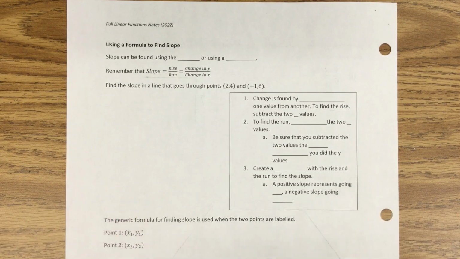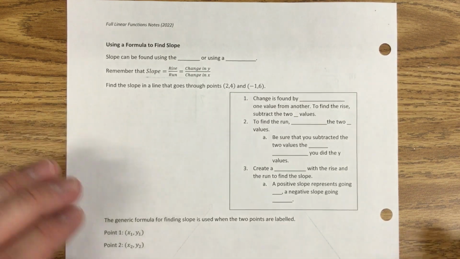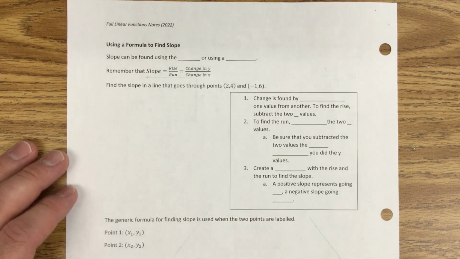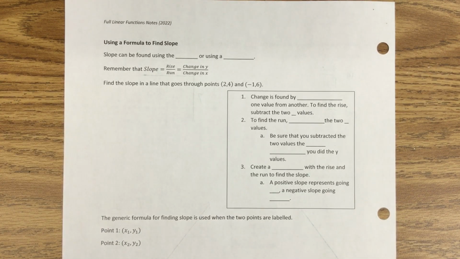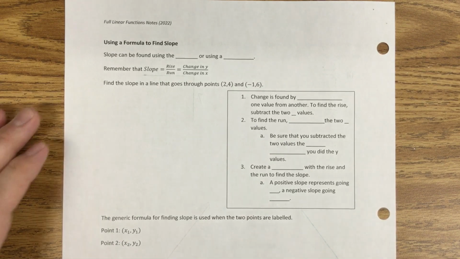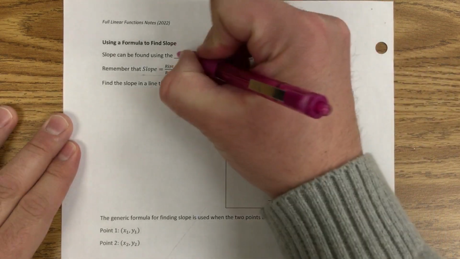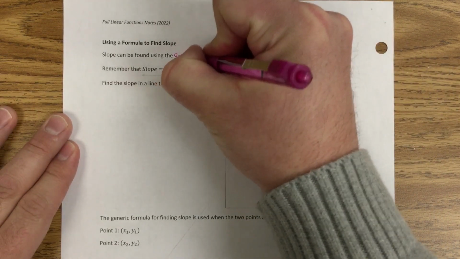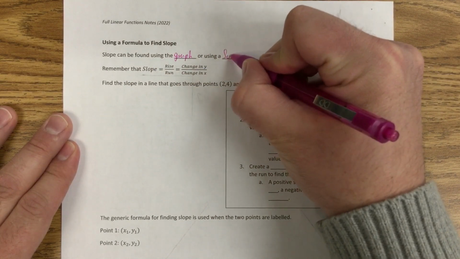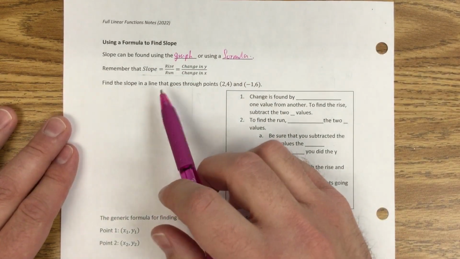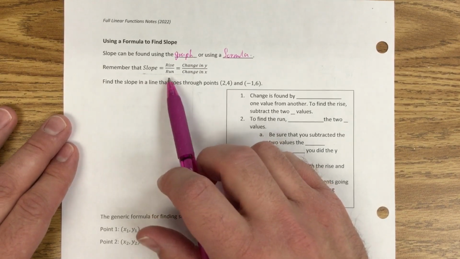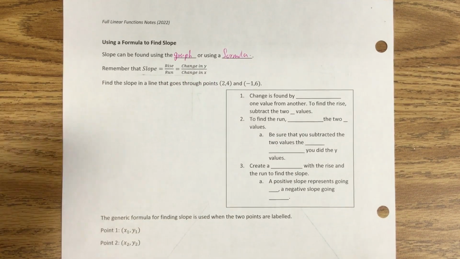Okay, let's take a look at using a formula to find slope. This is on the next page, page 14 of the booklet if you're following along. Sorry, I have some booklets that I go through in my class. Slope can be found using the graph, which we have done already, or using a formula. The ones we've taken a look at so far are that slope is equal to rise over run, or the change in y over the change in x.